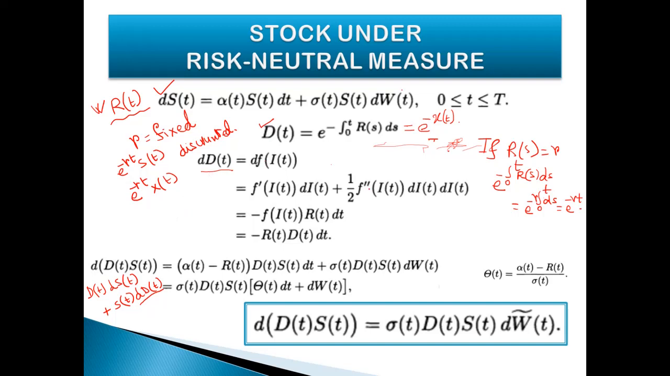This is actually equal to del f del x dx_t plus half del 2f del x2 dx_t dx_t. Okay, so now what is x_t?